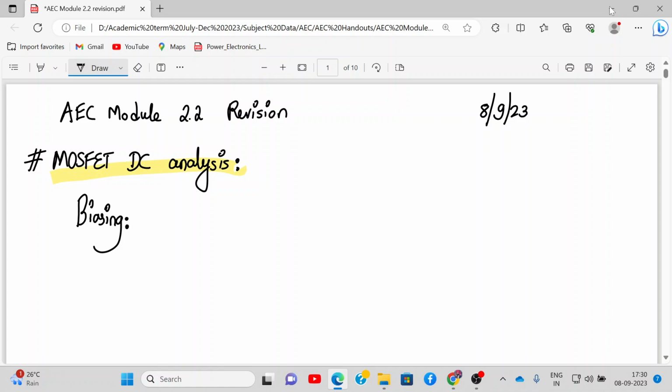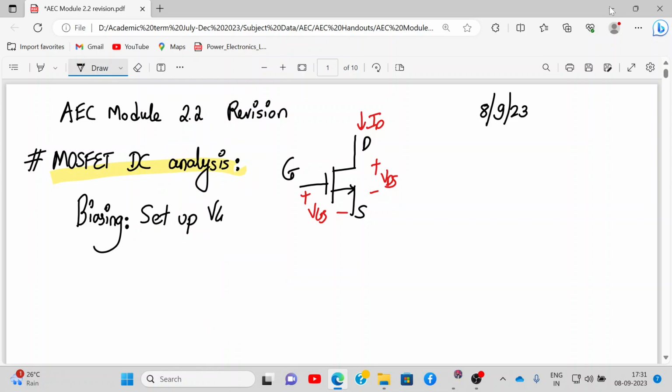Now let's consider an NMOS, enhancement channel, N channel NMOS: gate, drain, source. We will set up VGS, VDS and current ID. So what do you mean by biasing? Anyone? Biasing means you set up VGS and ID such that your MOSFET works in the saturation region.